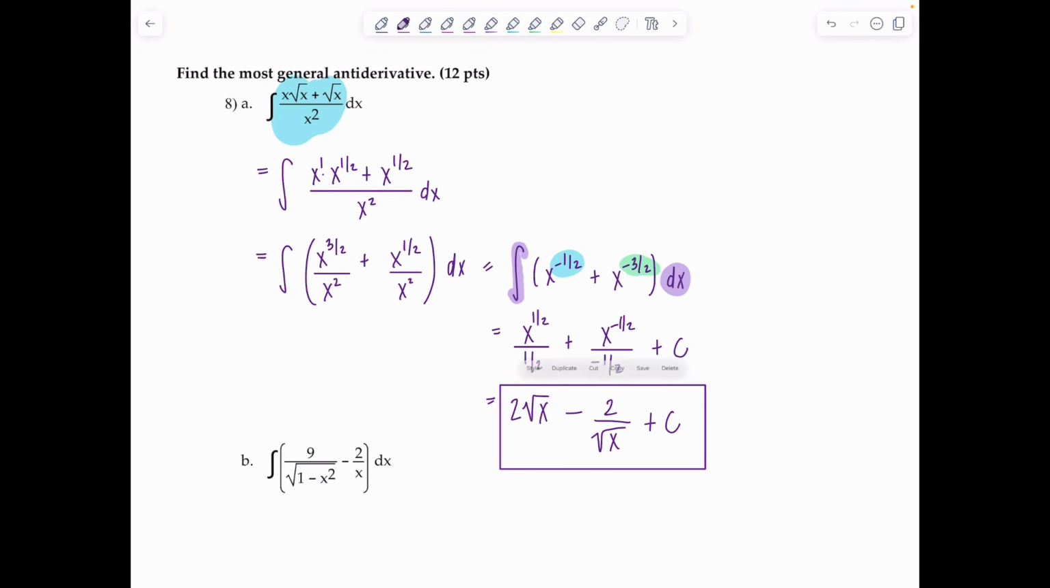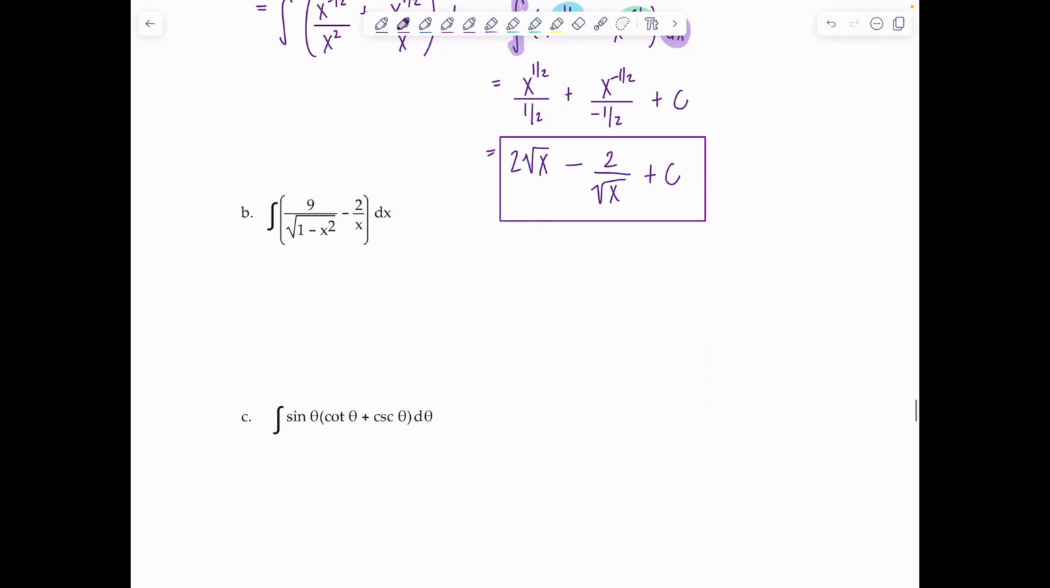Okay, good. Next one, there isn't really a lot of work to do. You should just recognize this is 9 times 1 over rad 1 minus x squared minus 2 times 1 over x dx.